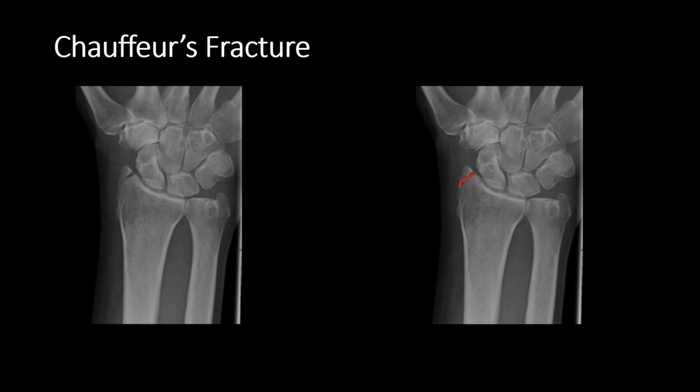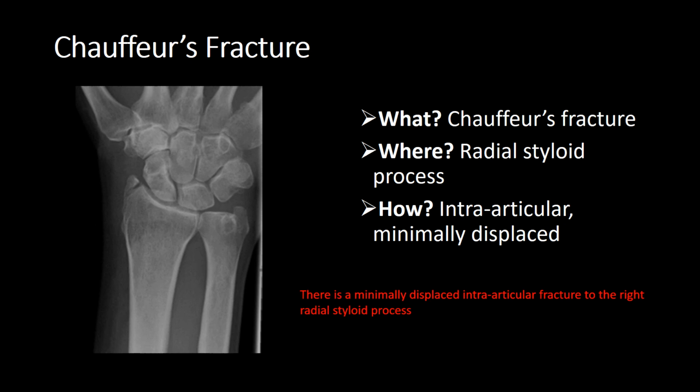Now, in this instance, we can see that there's a lucent line with a break in both cortex. It's an intra-articular fracture. If you look, the alignment is pretty much preserved, so it's only minimally displaced. So we have a minimally displaced fracture through the radial styloid process. So what is it? It's a Chauffeur's fracture. Where? Radial styloid process. How? Intra-articular, minimally displaced.